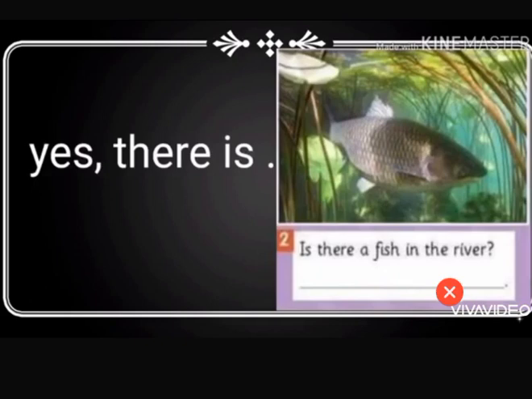Second example. Is there a fish in the river? Can you see a fish in the river? Yes. So I'm asking you, is there a fish in the river? You will answer, yeah, there is. Yes, there is.